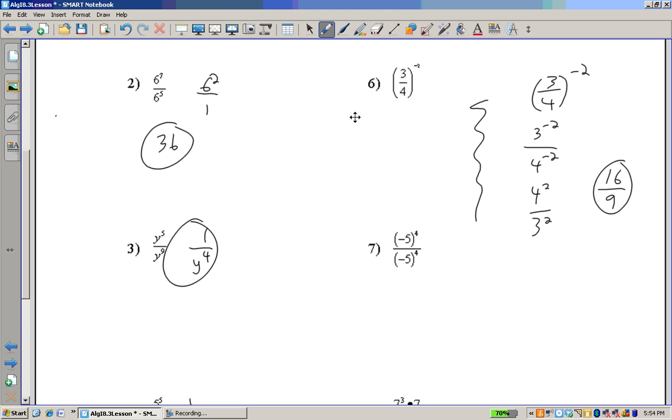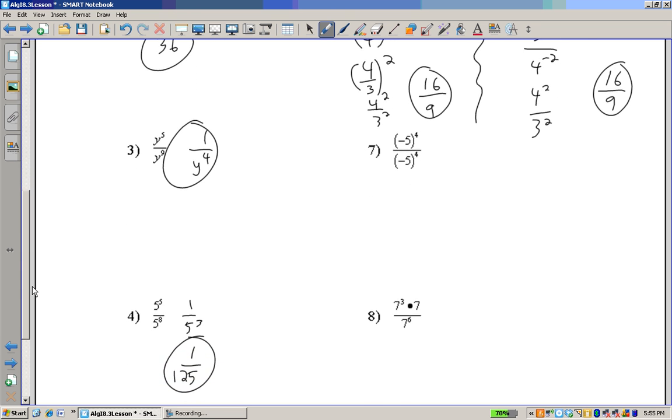Now, the other way to do it is to simply realize that there's this nice shortcut that can be done. When we have a negative exponent and a fraction inside, we can just switch these around. So 4/3 to the positive second, and then we're at the same place we were here. 4 squared over 3 squared. That's 16 ninths. Excuse me. So 16 ninths.